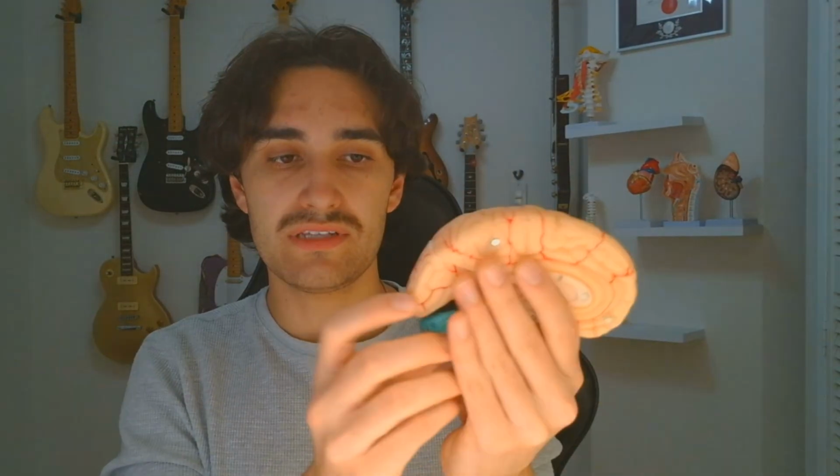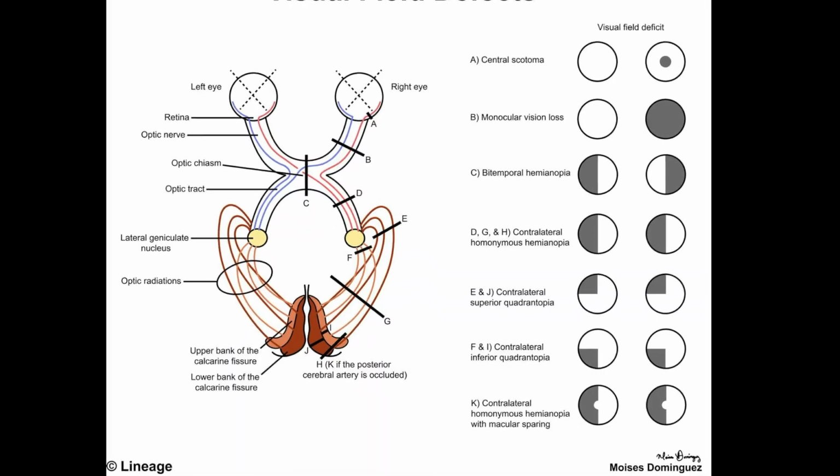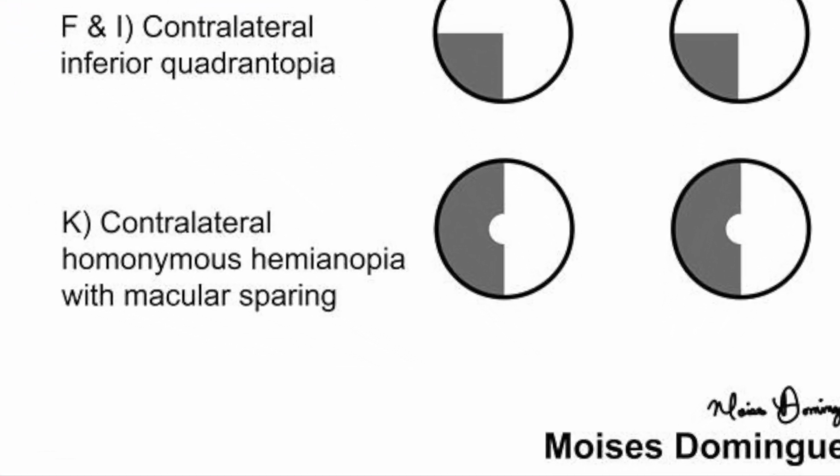But there's a phenomenon called macular sparing that occurs, and that's because the occipital pole, which is this very back bit of the occipital lobe, also receives blood supply from, oh look, the middle cerebral artery. So in this case, the person would have contralateral homonymous hemianopsia with macular sparing. So you would lose all of your vision in the right visual fields except for the most acute vision.